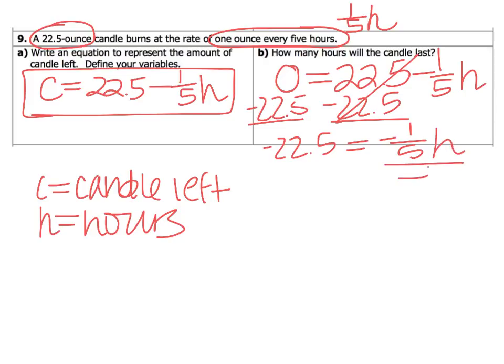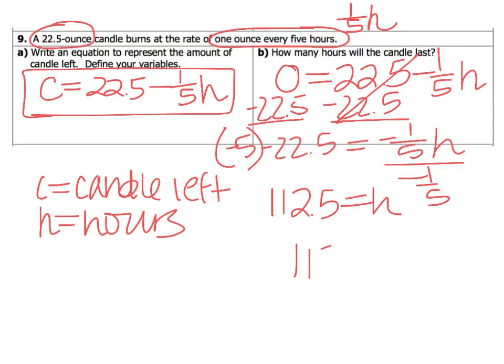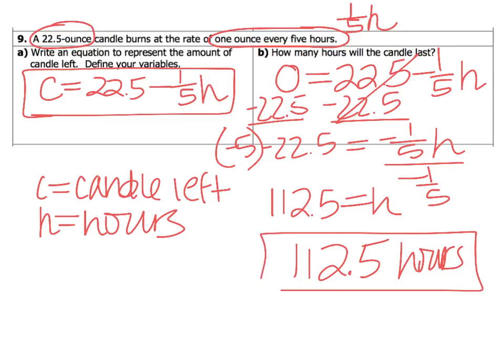Dividing by negative 1/5 is the same as multiplying by negative 5. So negative 5 times negative 22.5 is going to give us 112.5. So the candle is going to burn for 112.5 hours. And you're done.